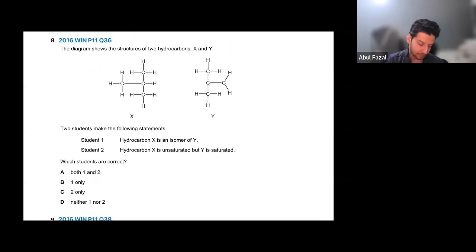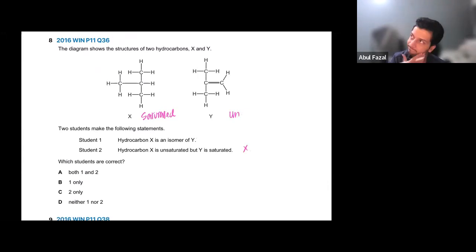All right, 8, the final question. The diagram shows the structure of two hydrocarbons, X and Y. Two students make the following statements. X and Y are isomers, and hydrocarbon X is unsaturated, but Y is saturated. Well, let's look at the second one first. Is X unsaturated? X is actually saturated because it doesn't have a double bond. This is unsaturated. So this is wrong.